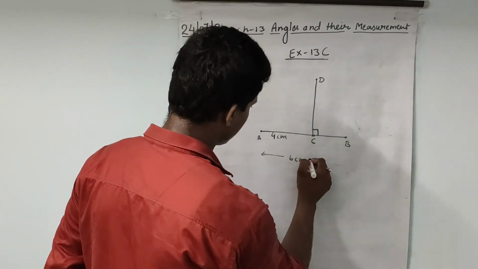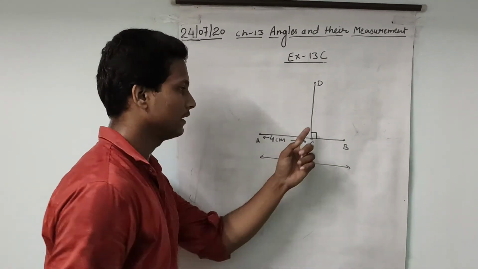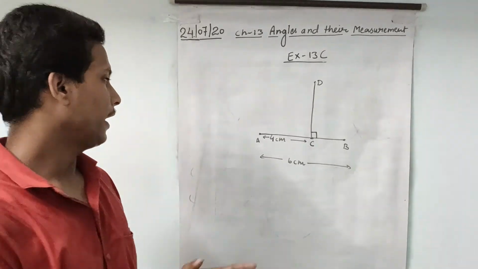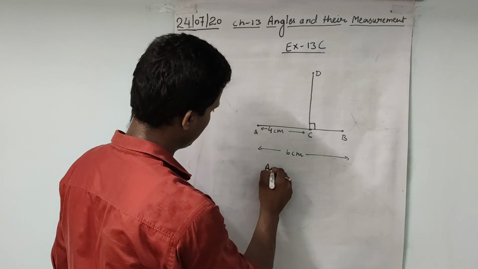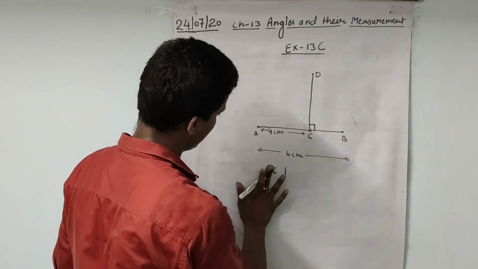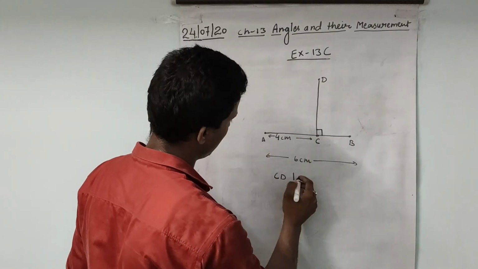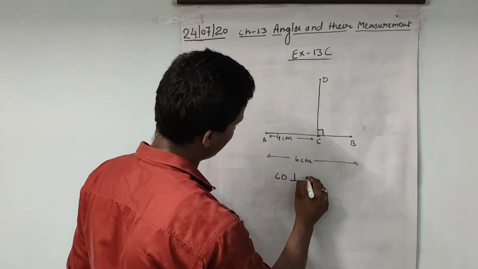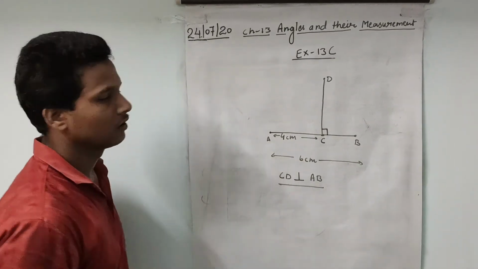So you will make this like this. You need to draw a 90 degree angle here, and your work is done. And you will write like this: CD is perpendicular to AB. This is the perpendicular sign, like this, and this is your answer.